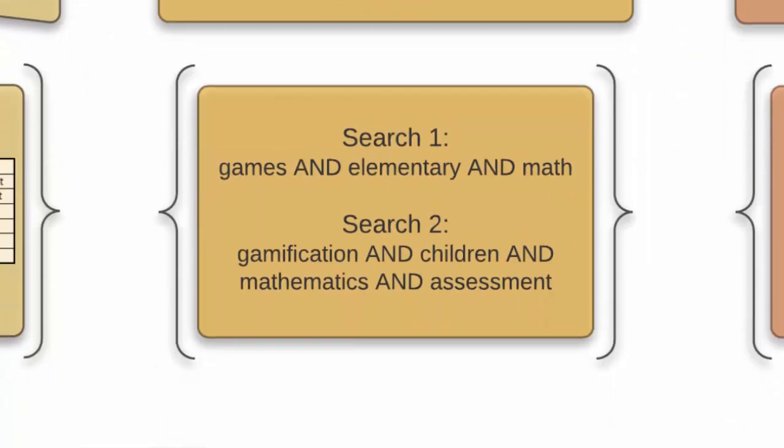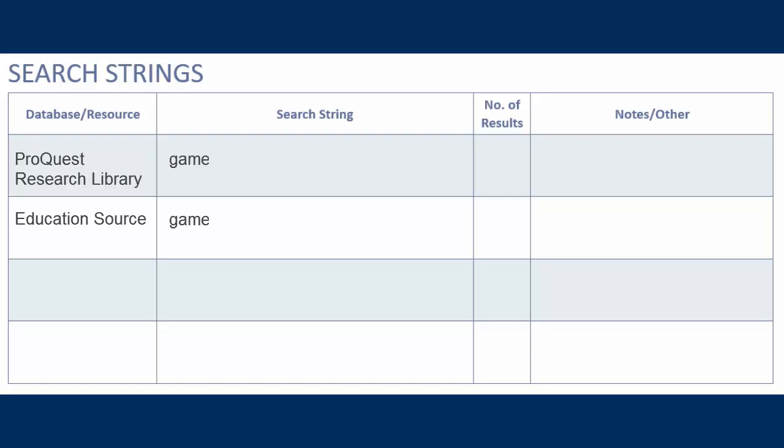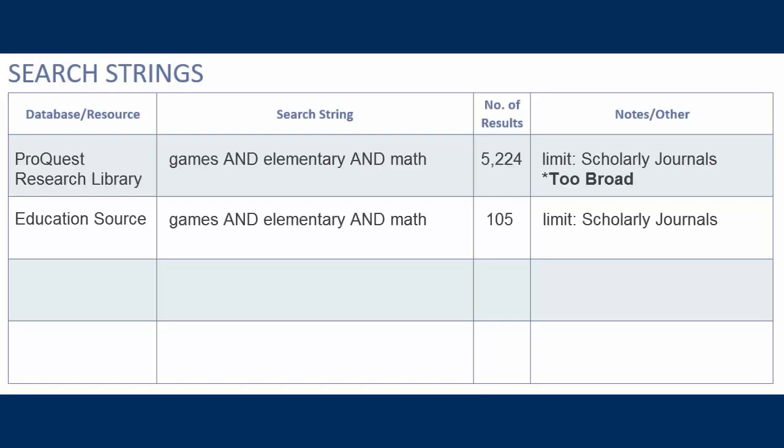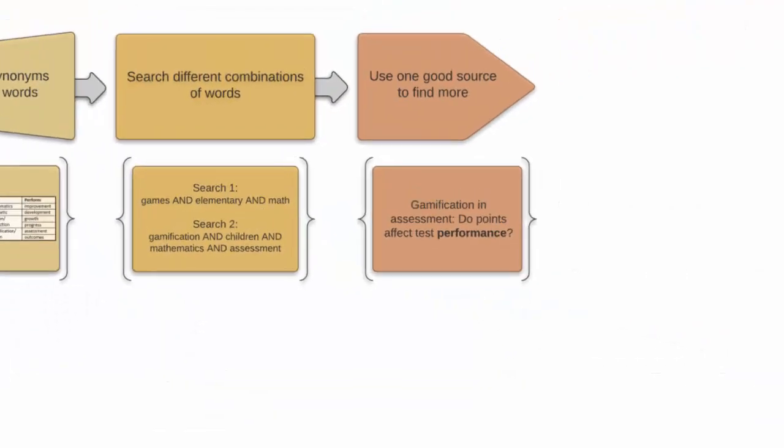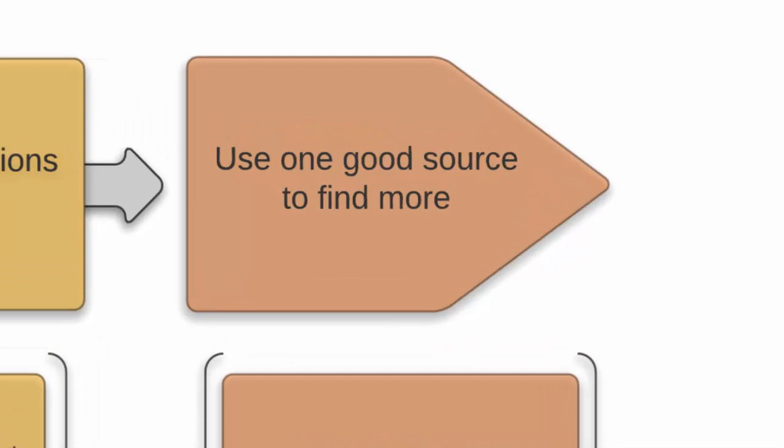Part of this is to understand the relationships between your terms and the degree to which each term is useful. It is helpful at this point to keep note of which combinations work best in each database you use, and which work best for different types of sources. Finally, use a good source to find more.